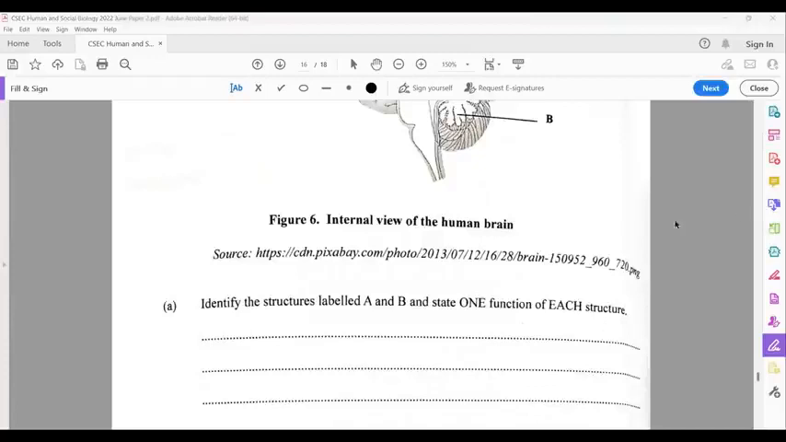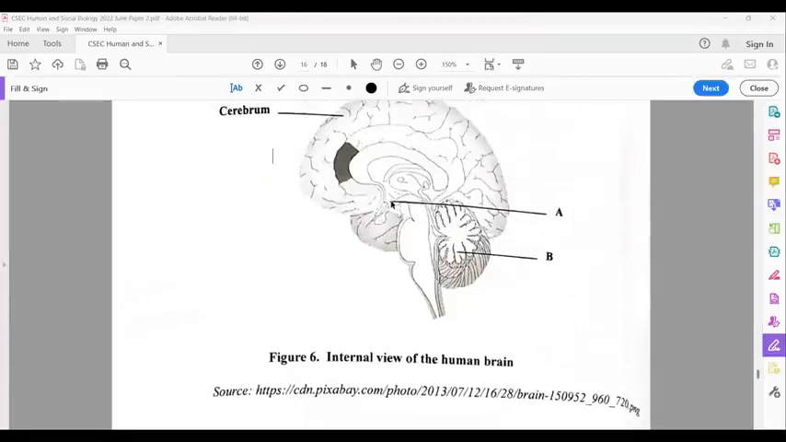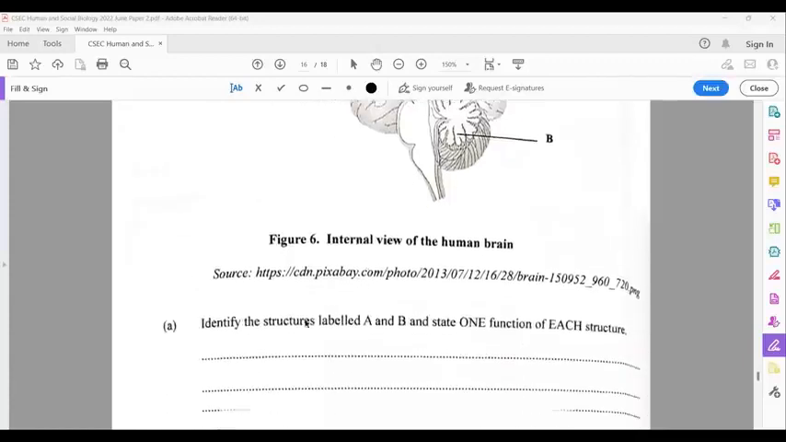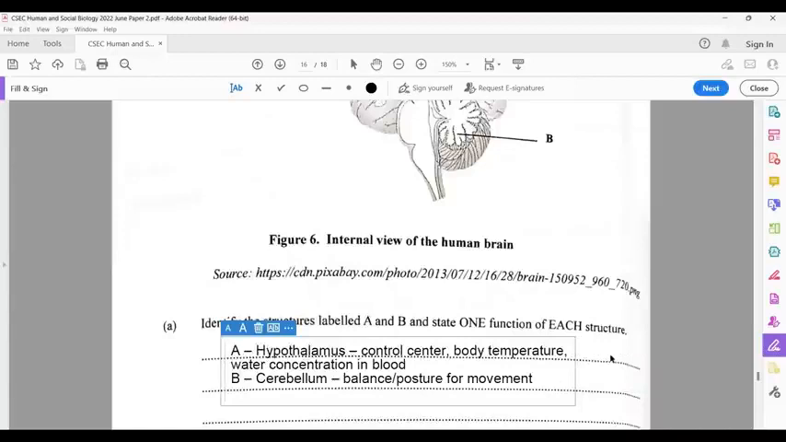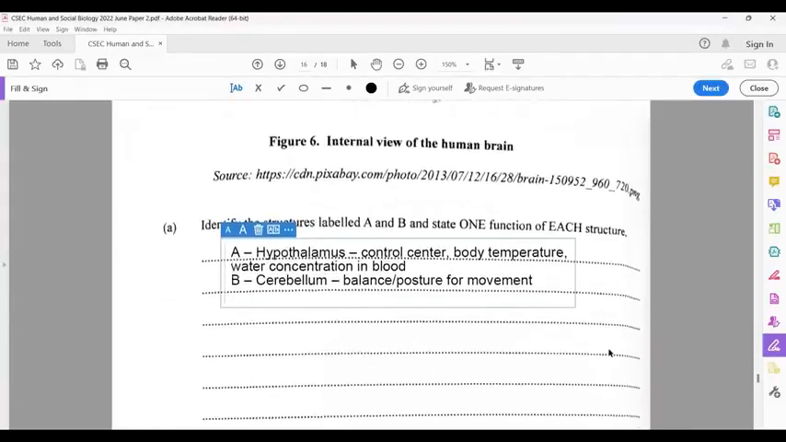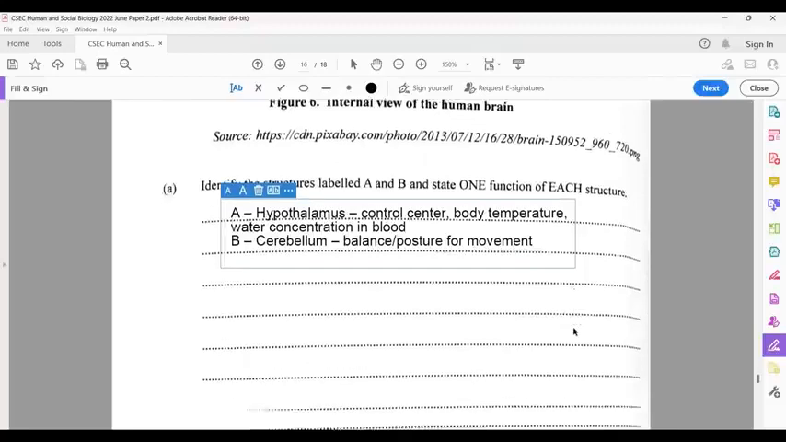And the structures labeled A and B, I hope persons aren't mixing this up with the pituitary gland, which is lower down, it's dangling right here. So as it stands, A is the hypothalamus and B is the cerebellum, right? We have the functions associated. Hypothalamus does control, and the cerebellum does posture, balance, things associated with movement.